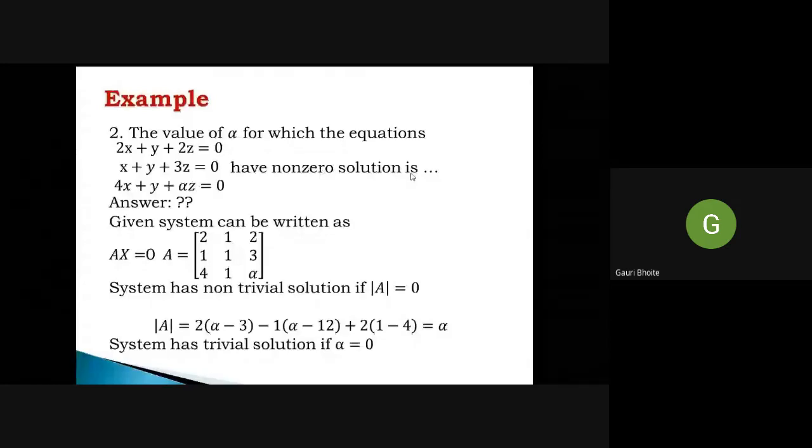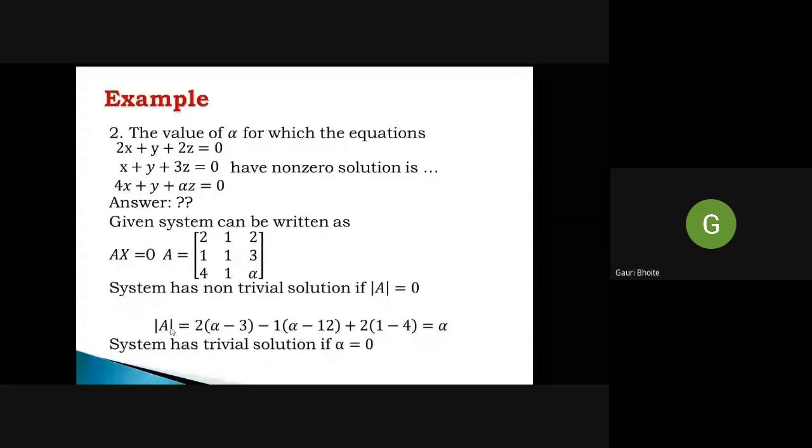So we can write the given system as Ax equals 0, and the coefficient matrix A is [2, 1, 2; 1, 1, 3; 4, 1, alpha]. If we require this system to have a non-trivial, non-zero solution, then matrix A must be singular, that is, the determinant of A is 0. So first we calculate the determinant of A.